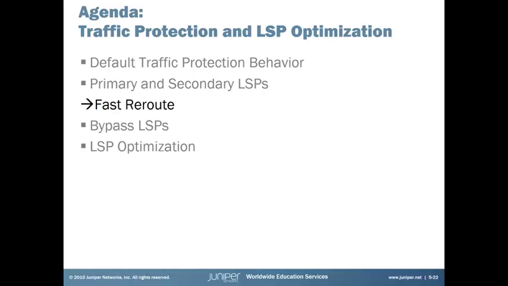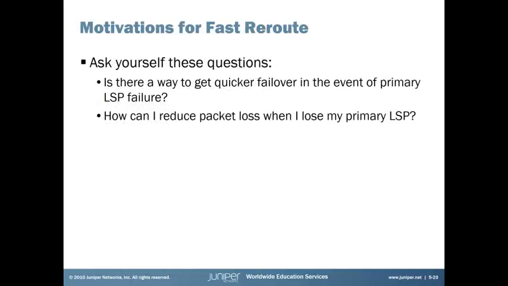One of the problems, though, with the secondary path, as we'll have a look, is that it's actually still quite slow. And the question is, how can we make this faster? With the secondary path, we've still got to recognise the failure, we've still got to signal the failure up to the ingress LSP, and then the ingress LSP has to fail over to the secondary path. If the secondary path was not in standby, it has to signal up the secondary path and then fail over to it. So all that can take a fair bit of time.